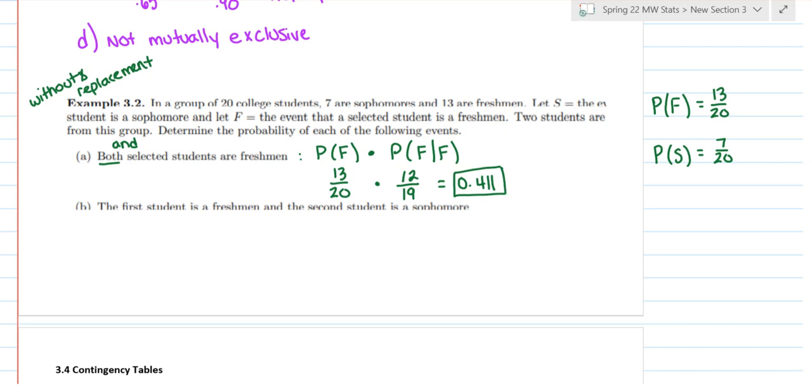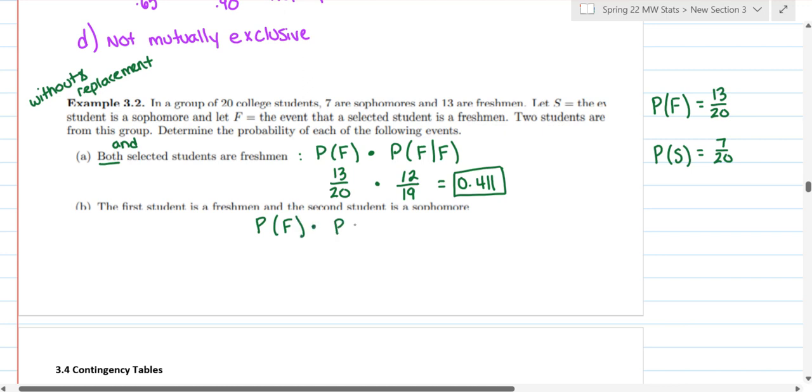Okay, then the next probability is that the student is a freshman and the second student is a sophomore. So again, I'm not replacing, so when I'm doing my probabilities, I want to do this. The probability that the first student is a freshman times the probability that the second student is a sophomore given I already picked a freshman. Because remember, I picked that freshman, they're still standing off to the side. So I'm going to have a different denominator. So the freshman is 13 out of 20. And then sophomore, I have all 7 sophomores still in the group, but I only have 19 left because I picked a freshman the first time.